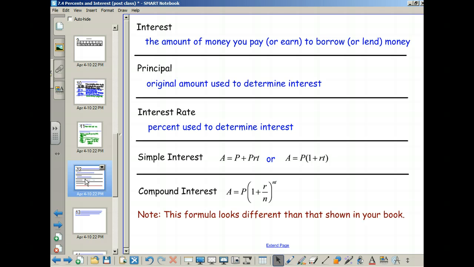I will tell you that this equation at the bottom for compound interest is not the one your book uses. But I'm using this one because this is the one that you're probably the most familiar with seeing in other textbooks. We're going to use the one you've seen before, okay?